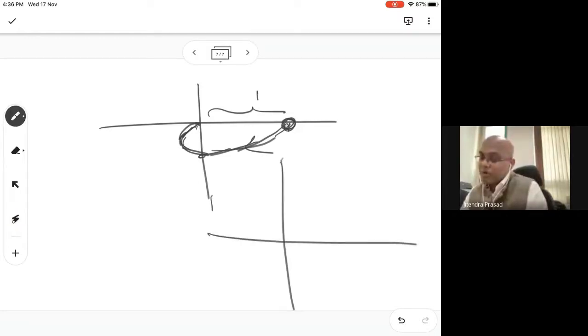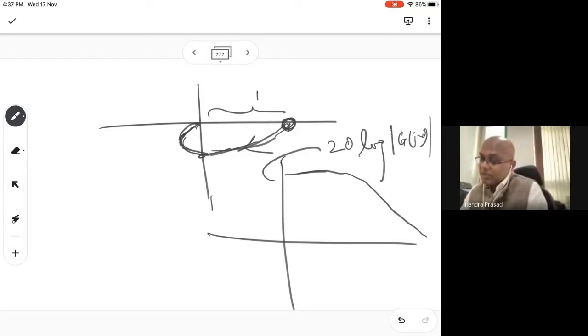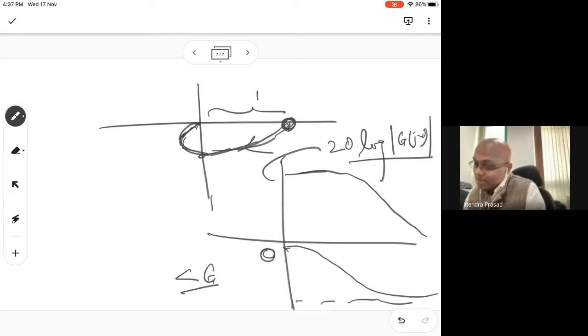So here you will be plotting for first order system, for example, right? You will be plotting the magnitude only, means 20 log of G of j omega. And the second one, you are plotting the angle, the phase of G only, right? For the first order system, the values start from 0 and go to minus 90. So it starts with 0 and ends at minus 90.